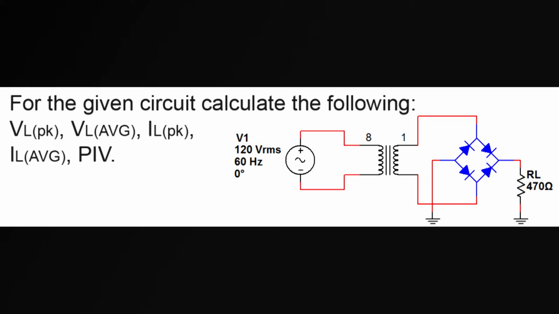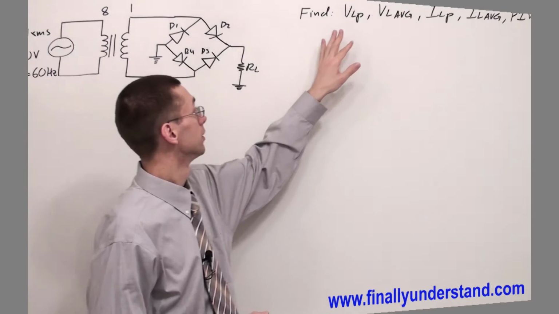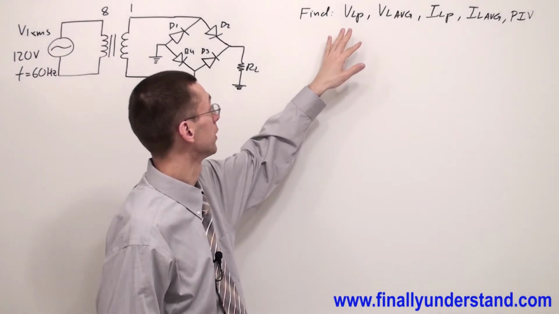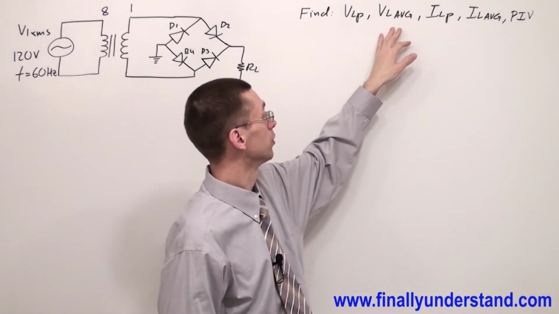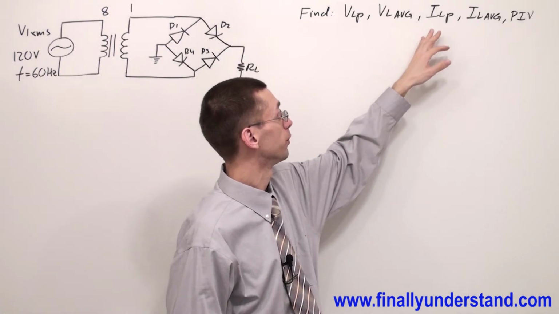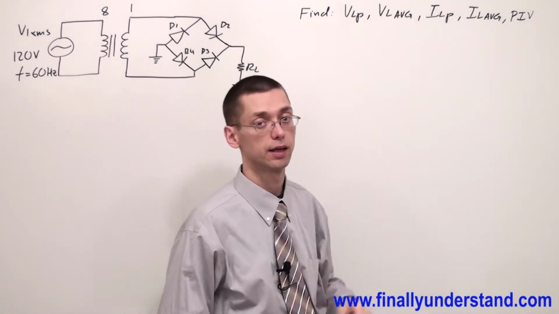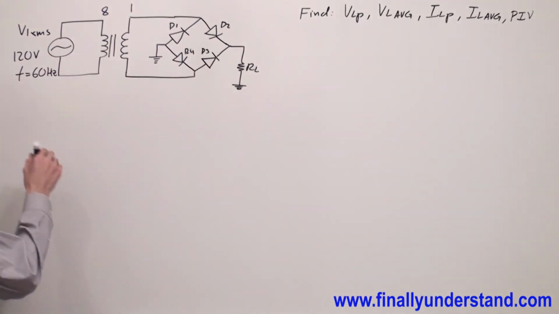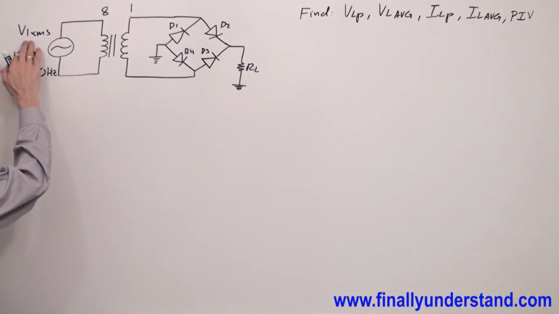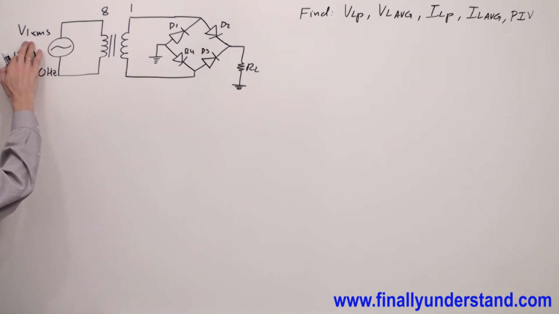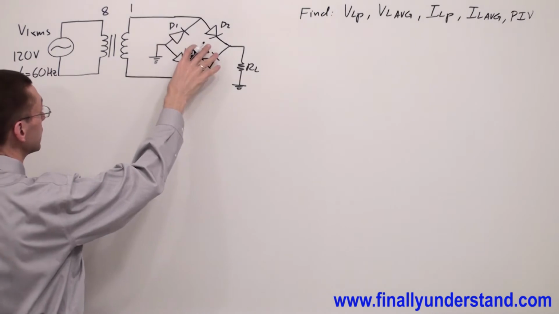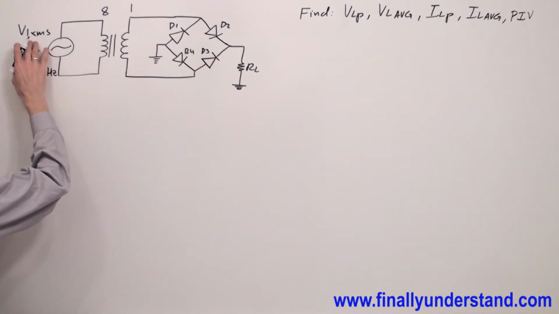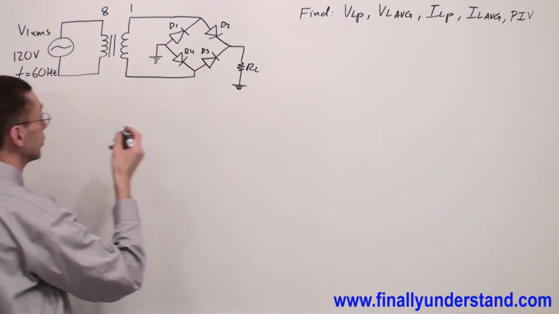Let's take a look at this full wave bridge rectifier. We're supposed to find the peak voltage across the load, average voltage, peak current, average current, and PIV. I'm going to start solving this problem from the power source, my primary voltage, because I do not have any other currents given over here. That's why I'm going to start from primary voltage.